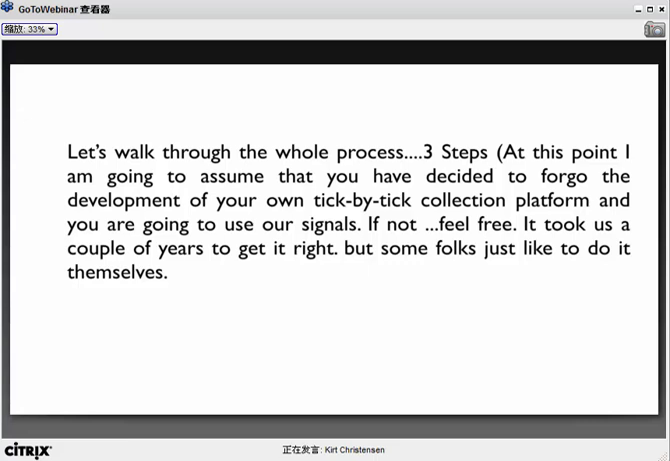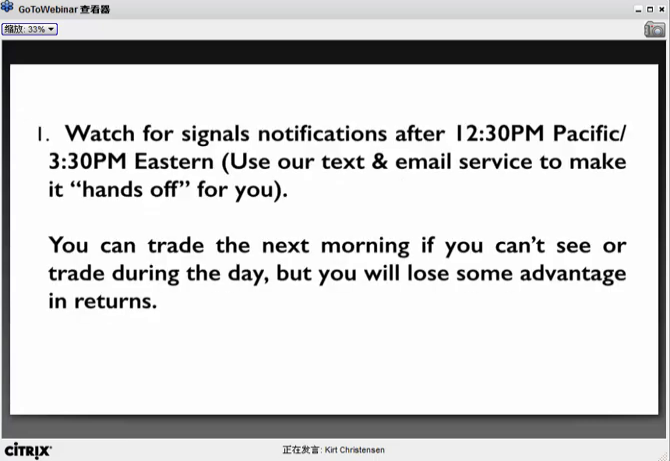So what we do is we pass out the signals at 12:30 p.m. Pacific time every day that the market's open, which is 3:30 p.m. Eastern. We send out that notification by text and email to make it hands-off for you. You can trade the next morning if you like, but we prefer if you make the trades that same day in that 30 minutes before the market closes.